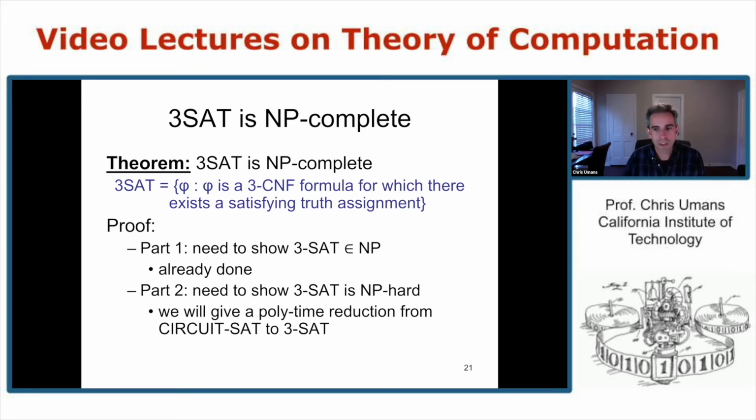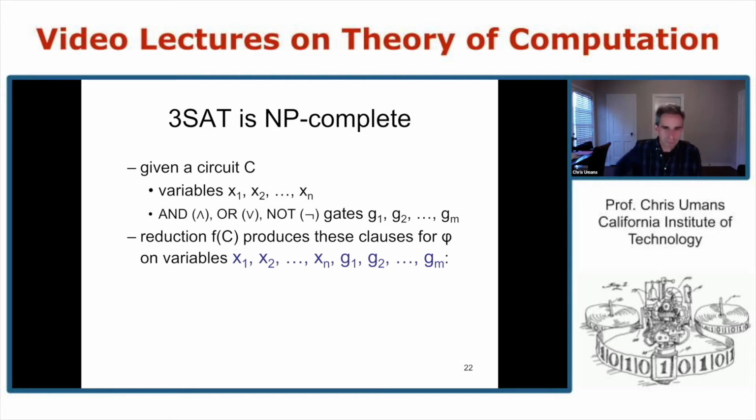And remember, a reduction gives us a lot of freedom. We just have to produce some instance of 3-SAT, a collection of clauses that are simultaneously satisfiable if and only if the circuit is satisfiable. And to do that, we're going to do the following trick. Let's set the stage. We're given a circuit, an instance of circuit SAT. It has variables x1 through xn, and it has a bunch of gates. They are AND gates, OR gates, or NOT gates. And let's give names to those gates. Let's call them G1 through Gm.